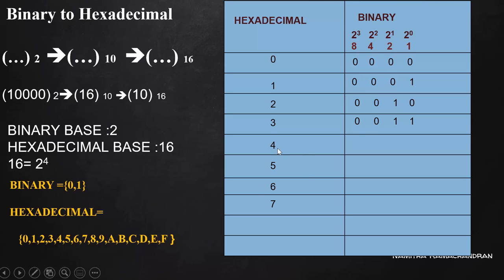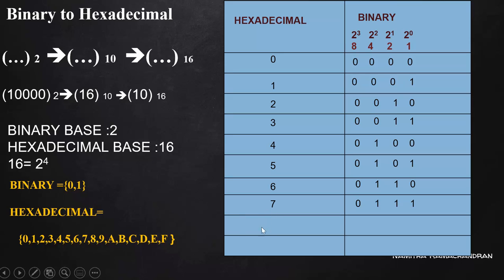And hexadecimal value 4. The binary equivalent: 4 is directly available at this position. So 0, 1, 0, 0. And 5. 5 means 4 plus 1. So 0, 1, 0, 1. And 6. 6 means 4 plus 2. So 0, 1, 1, 0. At position 4 and at position 2, we set the value 1 and the remaining positions value 0. And 7. 7 means 4 plus 2 plus 1. So 0, 1, 1, 1.